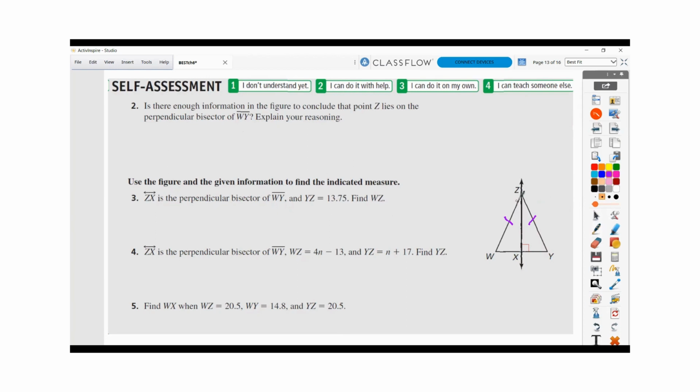And they want us to find the length from W to Z, given that the length from Y to Z is 13.75. So as we mentioned earlier, Z has to be equidistant from the endpoints. So this would be 13.75 as well. So the answer for this one is 13.75. Please take a moment to make the ticks in your book. Mark the picture.